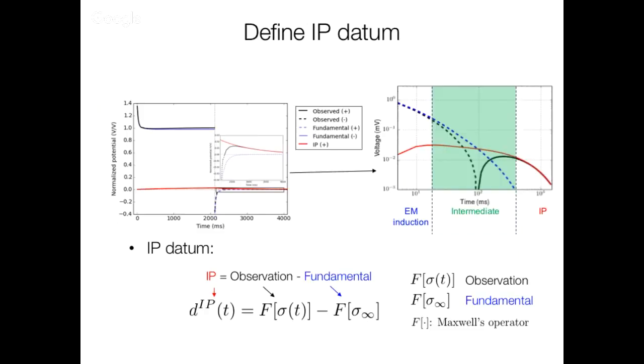Sorry, what were the numbers on the axis? On the x-axis, 10 to 100,000 milliseconds on the x. Oh, on here? Yeah. So that's 10 milliseconds. Yeah, 10 to 100,000.